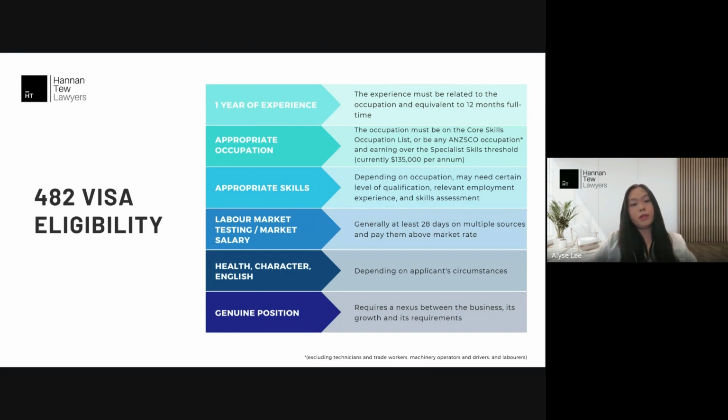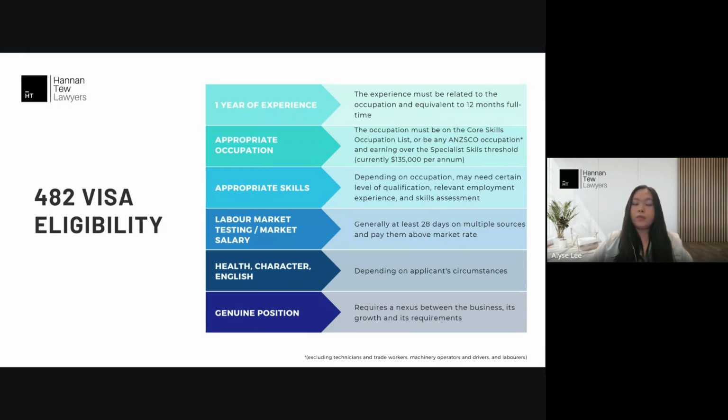They'll also need to meet the character requirement, so this means providing police clearances from all countries they have resided in for more than 12 months in the past 10 years. And this will also include Australia if they have lived in Australia. And it also depends whether they have any character disclosures. So this includes any spent convictions, any ongoing criminal investigations as well, even though it's not on the record.